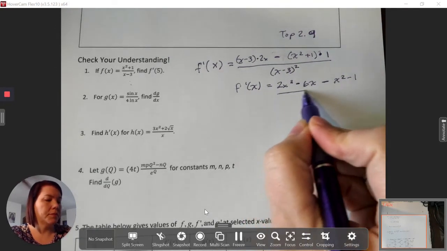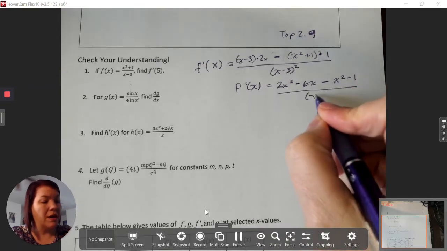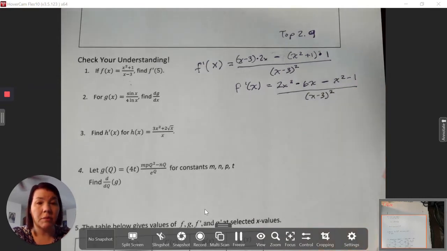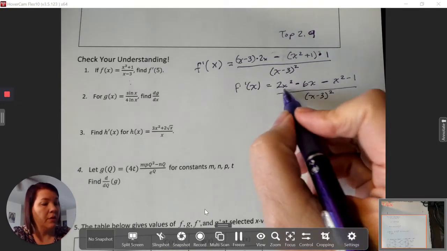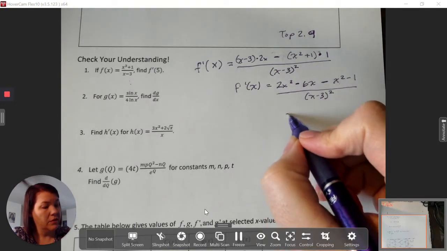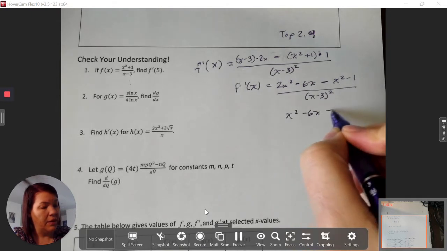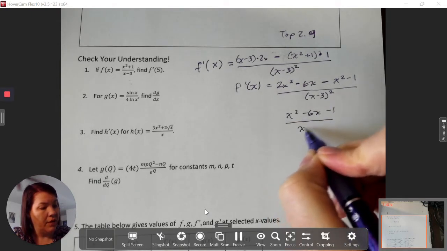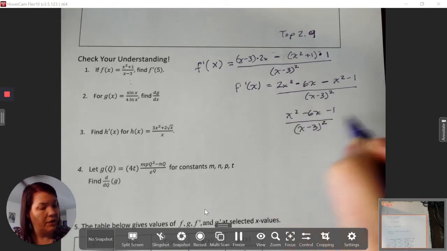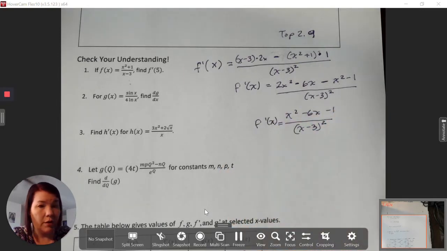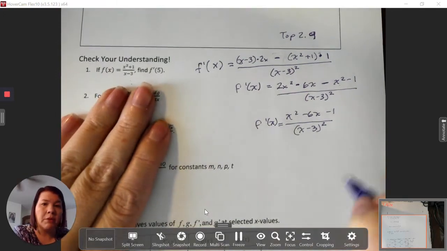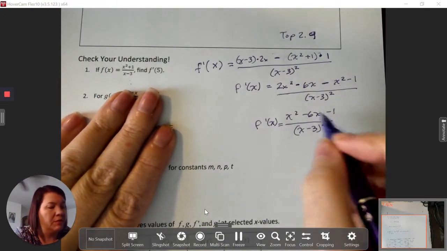And then the denominator, which I never FOIL out because if something's going to simplify out, I'll straight cancel. So I don't usually bother. So this makes x squared minus 6x minus 1 for my numerator, all over x minus 3 squared for my denominator. This is f prime of x. So we're still on number 1 here. I'll probably be using paper for the rest, but that's okay.